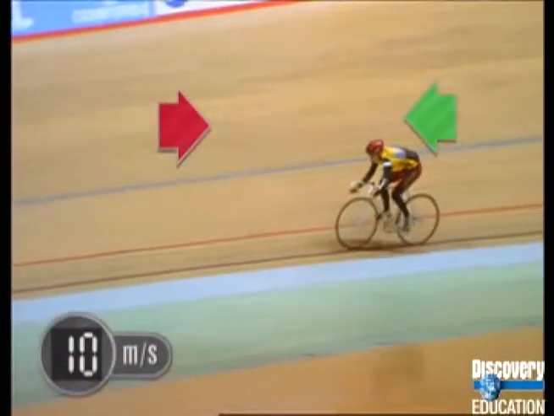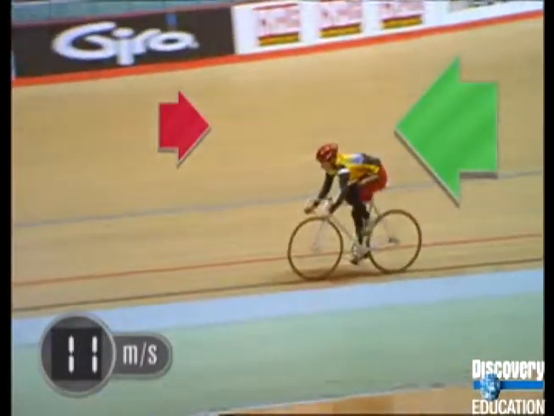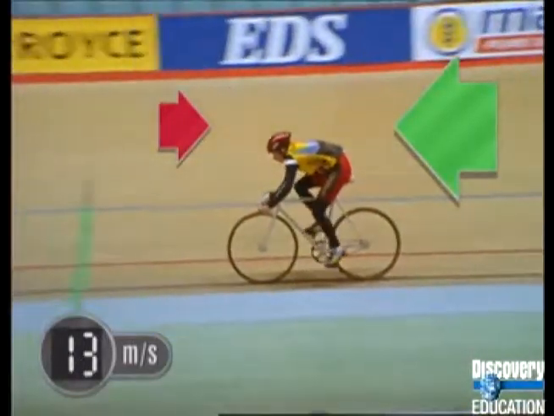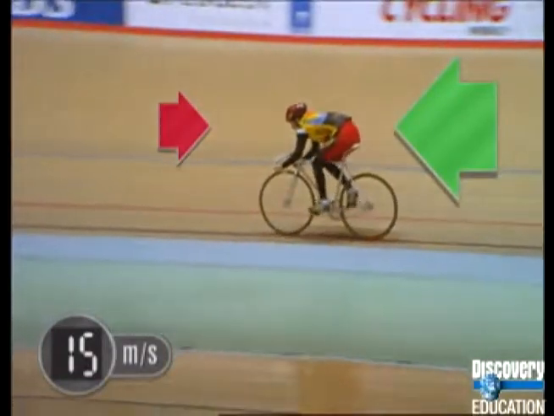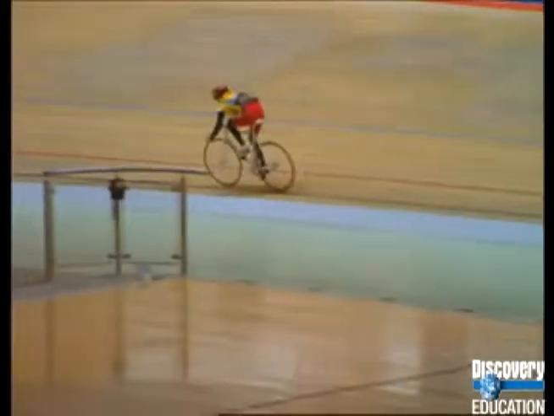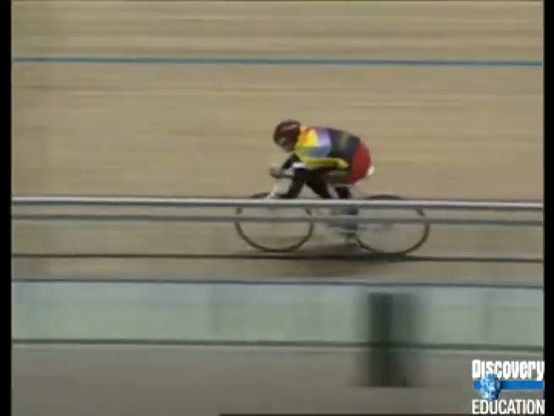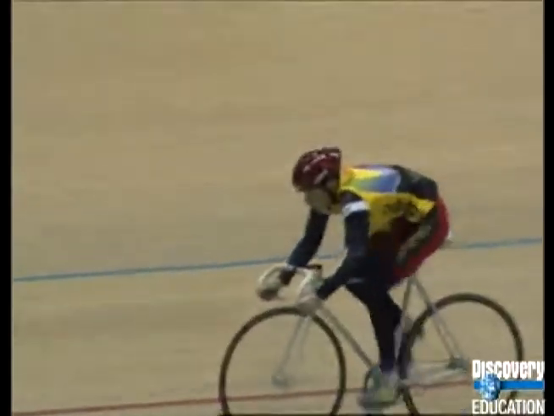As she presses harder on the pedals, the forward force is increased. The forward force and the counter force are no longer balanced, so the speed of the bike changes. It accelerates. But again, she doesn't get faster and faster forever. What's happening to the counterforces?